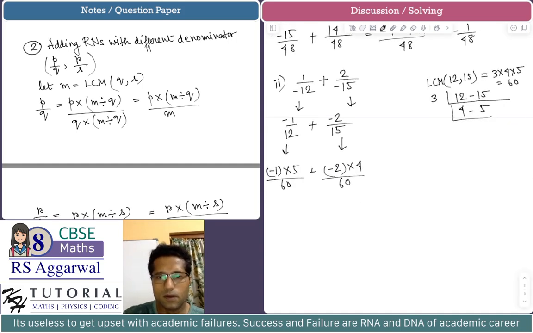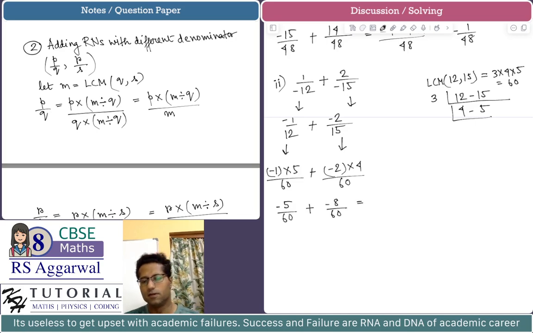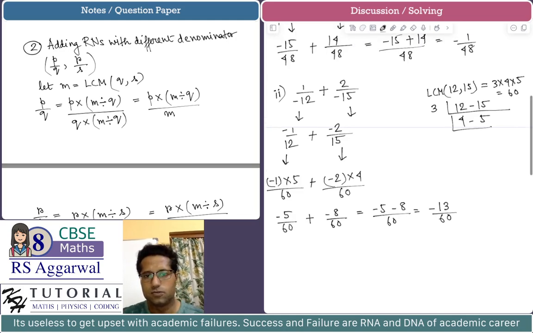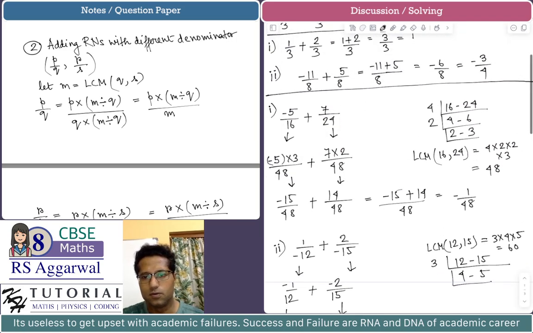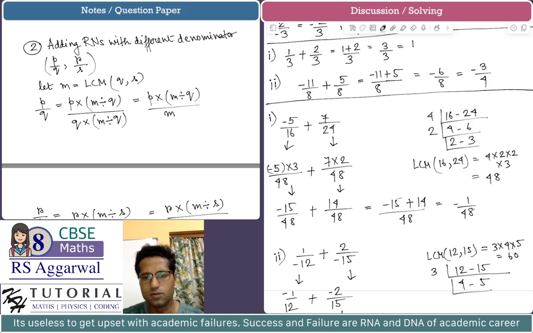So now we have to add minus 5 by 60 plus minus 8 by 60. Now we have the same denominator. We will just add up the numerators, and the denominator remains the same. This is minus 5 minus 8 by 60. This is minus 13 by 60. Okay. So I think these examples are sufficient to illustrate the concept of adding two rational numbers where the denominators are different.